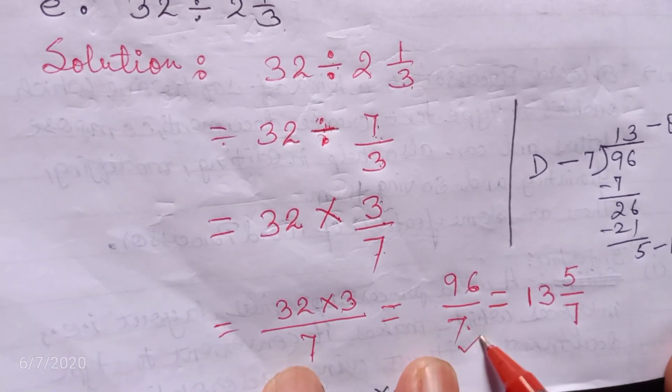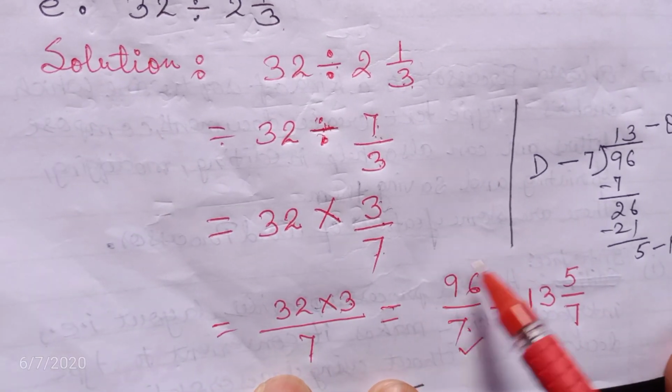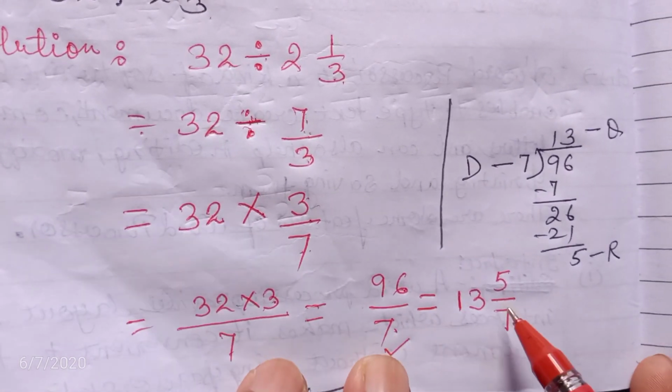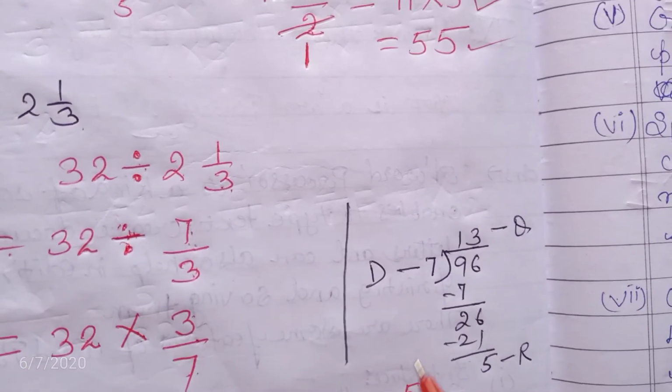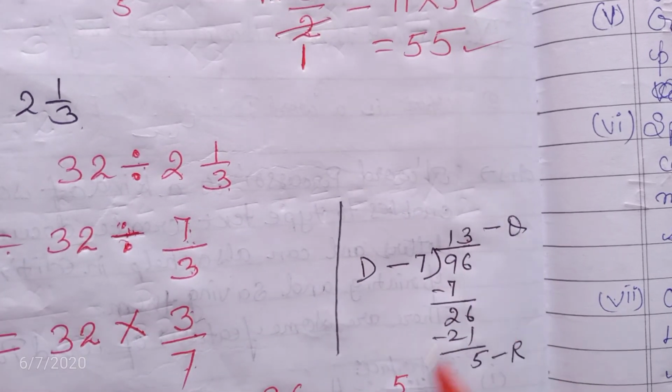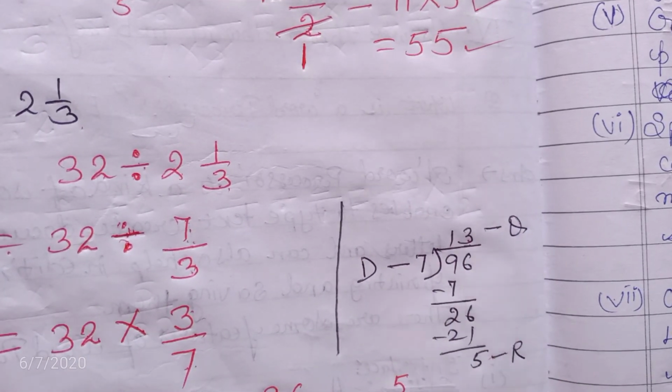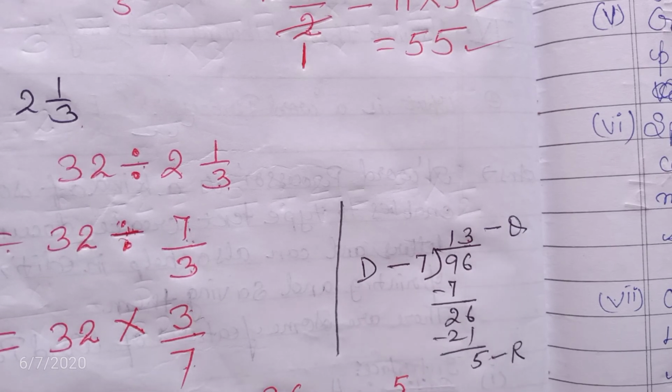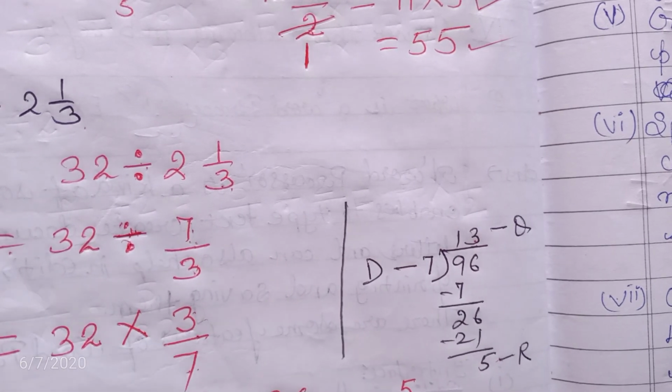But 96 by 7 is an improper fraction. You can convert it into mixed fraction. Divide 96 by 7 to get quotient 13. So 13 whole and remainder is 5. 5 by 7. 13 whole 5 by 7 is the answer.